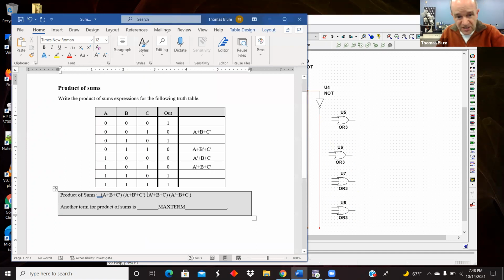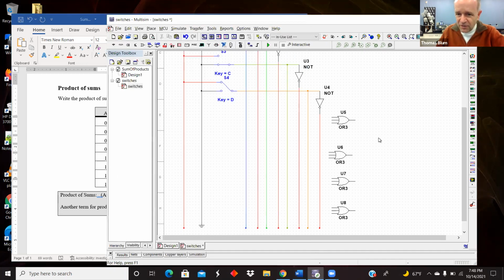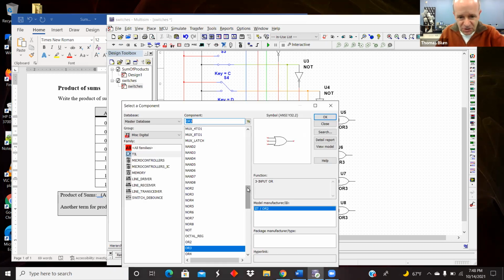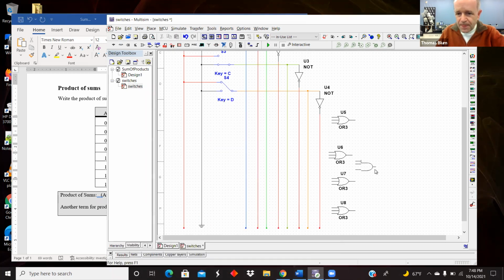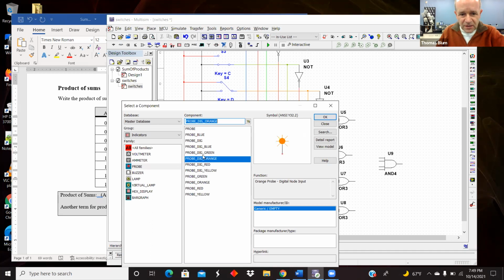I had 4 zeros. So I had 4 sums, and those sums were of 3 terms. So the sum is a 3-input OR. I have 4 of them. I'm going to make a product of them. The analog of a product is an AND. So I'm going to AND together 4 things. Back to Misc Digital, find the AND gate, which is 4 inputs. That's here. And then I'm going to want a probe. That's under Place Indicator, and I'll take a green probe this time.